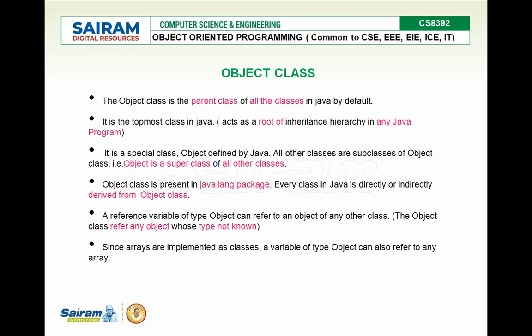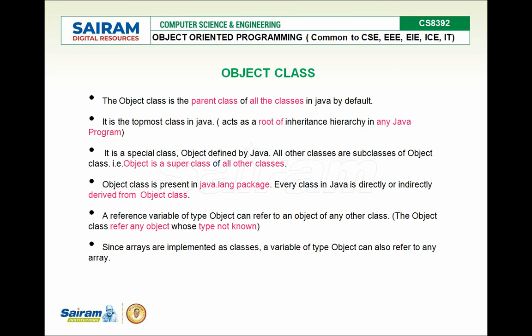So already we discussed about the java.lang package. It's a predefined package available inside Java. Inside lang, the Object class resides. Every class in Java is directly or indirectly derived from the Object class, right?